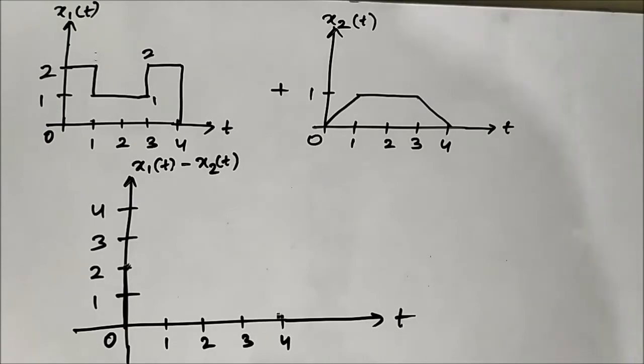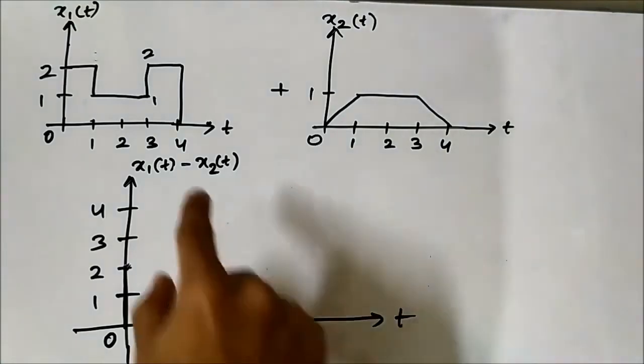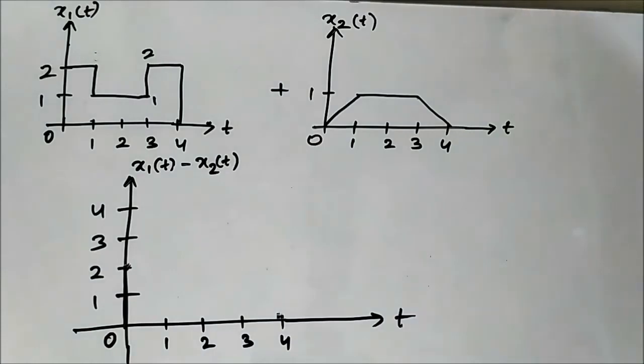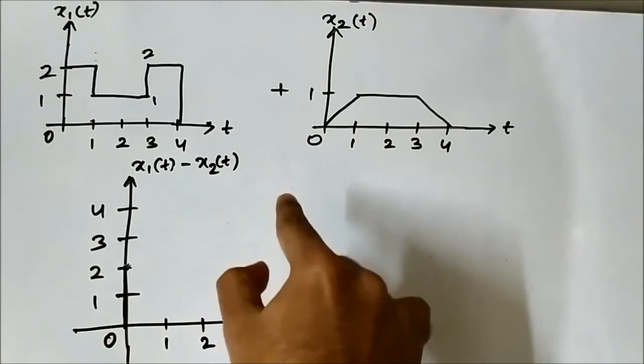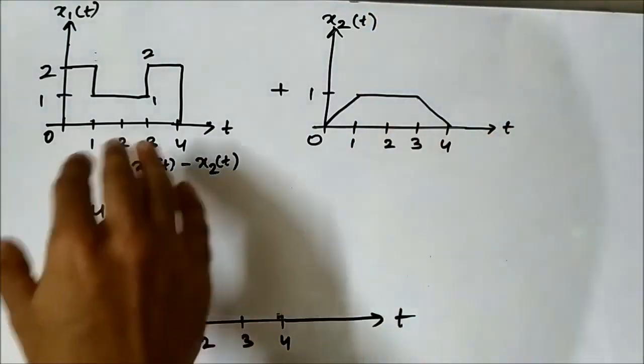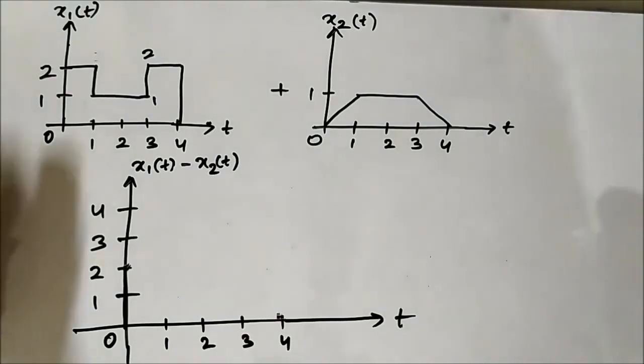So previously we performed x1(t) plus x2(t) on these two signals. In this case we will perform x1(t) minus x2(t), a sort of signal subtraction. You can visualize it as x1(t) plus minus x2(t), that is x2(t) amplitude inverted, but directly we will perform the subtraction. So the same concept: at each of these time instants we have to subtract x2(t) from x1(t), the amplitude values.